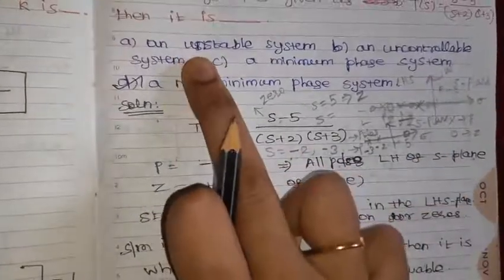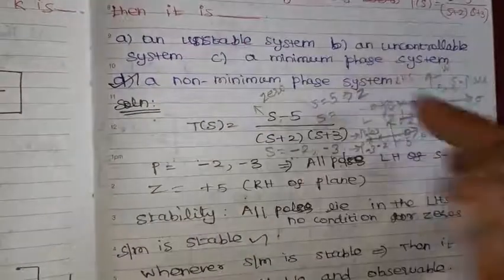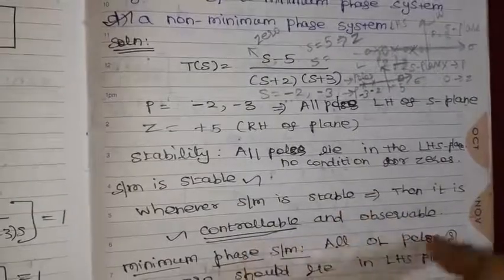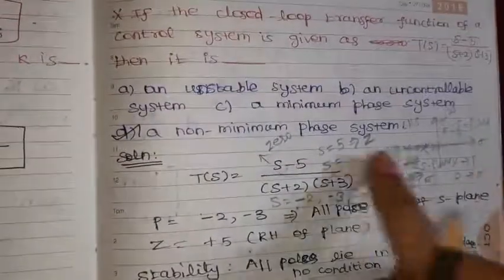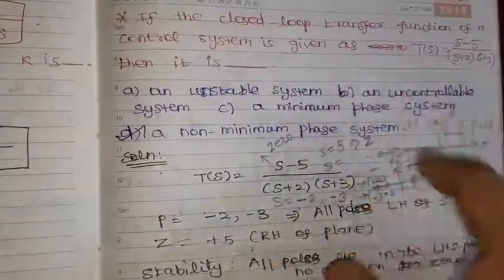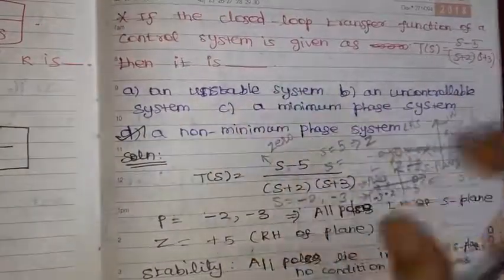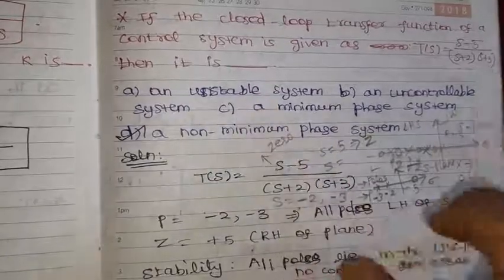So the option unstable will not come. I said earlier, whenever a system is stable, then it is controllable as well as observable. So this is also a controllable system, so uncontrollable is also wrong. The given system is stable and controllable.